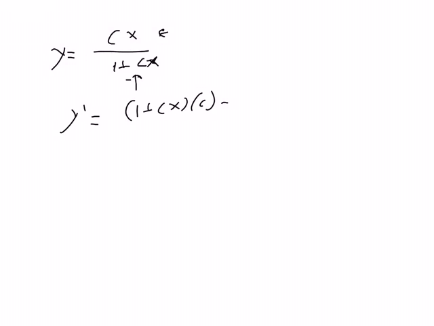Okay. Next problem is y equals cx over 1 plus cx. Nice generalization. So y prime is going to be the bottom times the derivative of the top, which is 1 plus cx times c, minus the top times the derivative of the bottom, so it's cx times c. The 1 vanishes, and this just becomes c, divided by 1 plus cx squared.